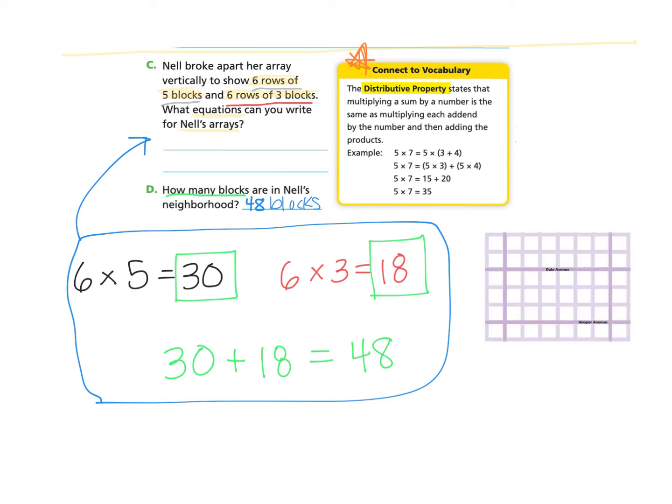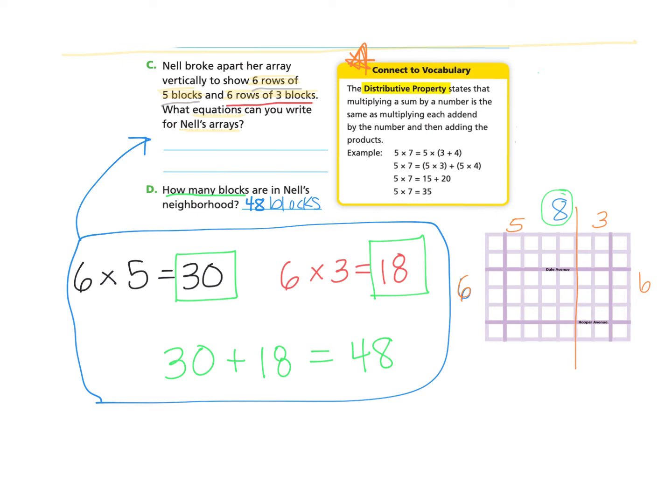You had Nell's block, which was given to you, and that is 6 by 8. Six rows, and in each row there are 8. You broke down Nell's array into 2 pieces, 6 by 5, so there were 6 here and 5 here, and then there were 6 and 3 here. So using the distributive property, we took this 8 and we broke it into pieces.